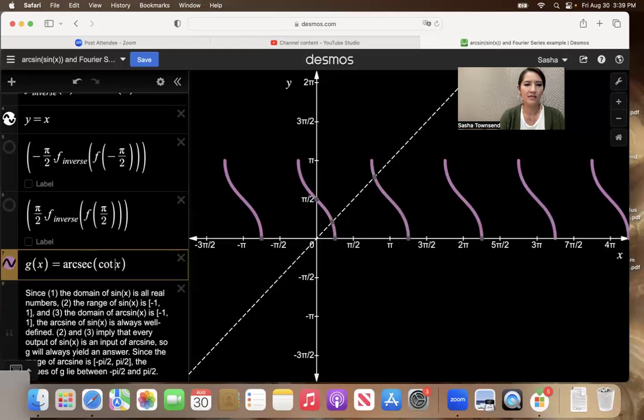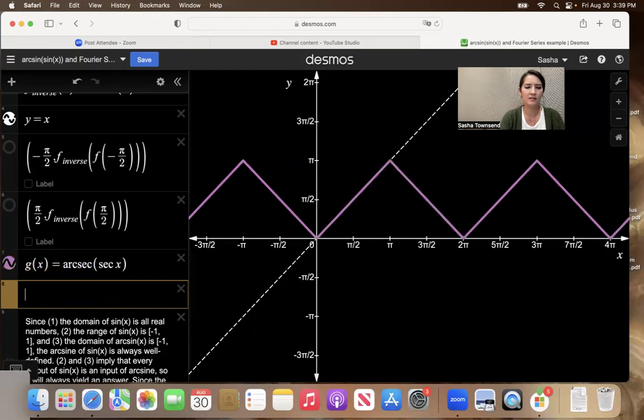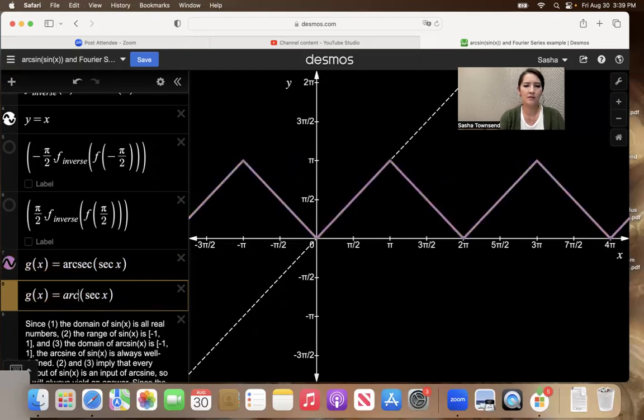We look at the arcsecant of the secant of x. Doesn't that look like the arc cosine of the cosine of x? Yeah, those are the same, aren't they? And that's because the arc cosine is defined by a restriction of the cosine graph from 0 to pi, and the arcsecant is defined using that restriction to 0 to pi as well.